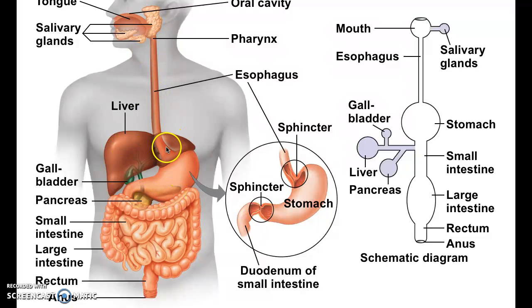The liver, the pancreas, these things are called accessory organs. They help the digestive system. They provide most of the enzymes that are required to break the food down, but they're not the main portion of it. They are accessory organs. The gallbladder, the liver, and the pancreas, this section of it, are called accessory organs.